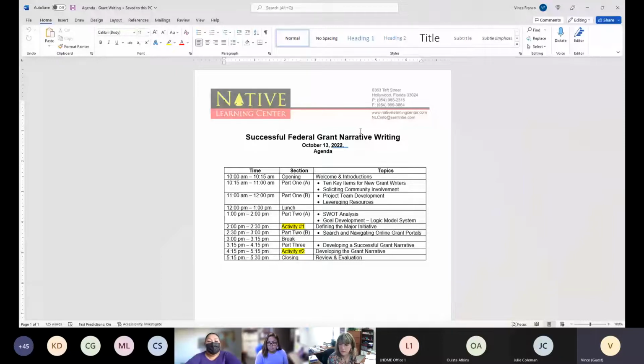And if that's the case, you're in the right place, because that's basically what I'm going to be talking about today, the fundamentals. And I'm going to be laying a lot of the groundwork, as you can see in the agenda here, a lot of the preliminary fundamental groundwork before we get into actual narrative writing, because I believe that grant writing is a holistic approach to what you're trying to do.